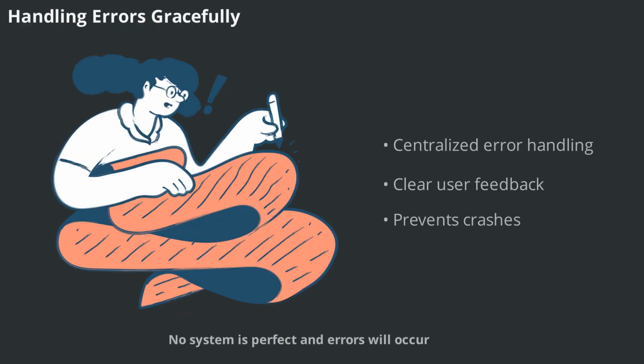No system is perfect, and errors will occur. Your deep linking architecture should handle errors gracefully, providing clear feedback to users and developers. Common errors include invalid URIs, missing modules, or failed authentication. By centralizing error handling, you can ensure consistent behavior and make debugging easier. This also improves the overall user experience by preventing crashes and confusion.